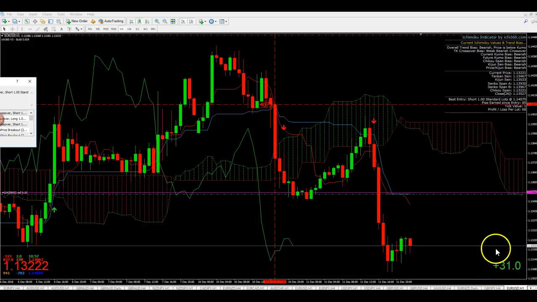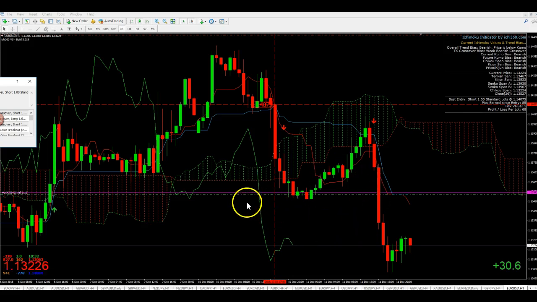We're currently 31 pips up on that trade, and I expect it to go down even further. Now I would say it will be good for you to actually take notes, because obviously you won't be able to remember a lot of things that I say unless you take notes that you can actually refer to.